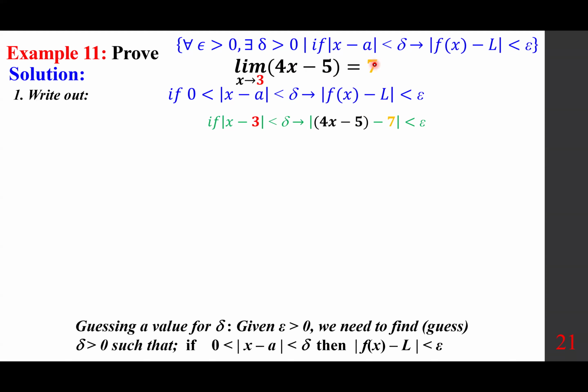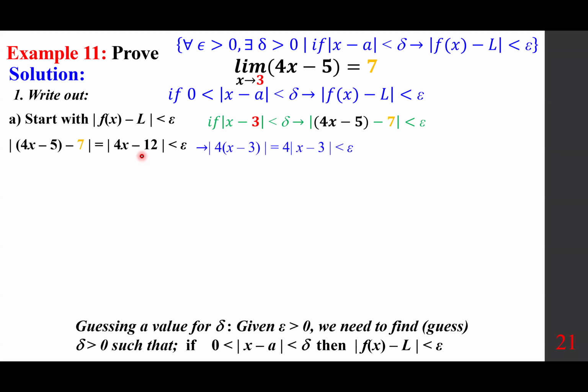And we always start with the second part, in this case, this one. And we are going to move this in a manner that looks similar to this or a multiple of that. So let's see what happens. 4x minus 5 minus 7 is 4x minus 12. I can factor number 4 out. So 4 times the x minus 3 in an absolute value, I can take the 4 out because the absolute value of 4 is 4.